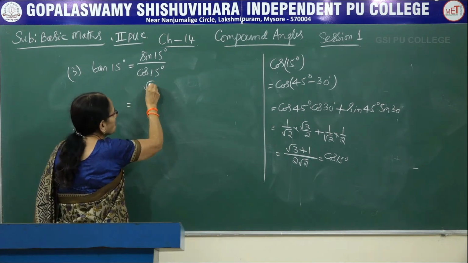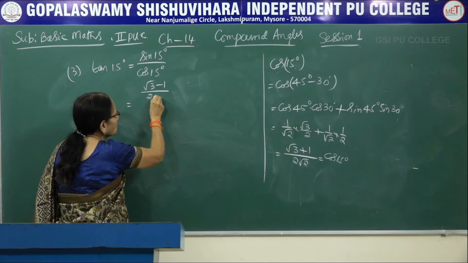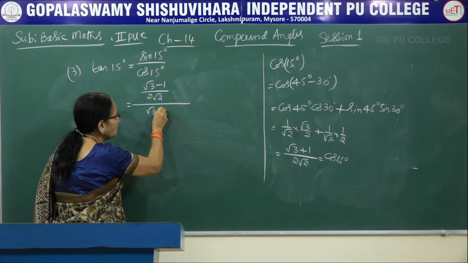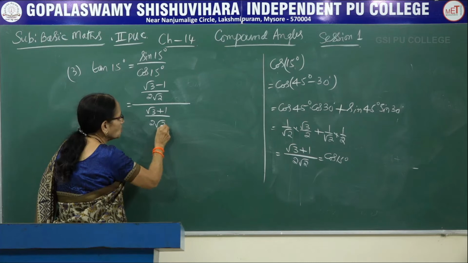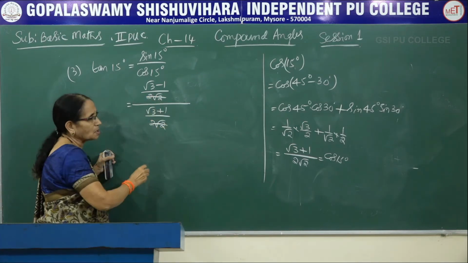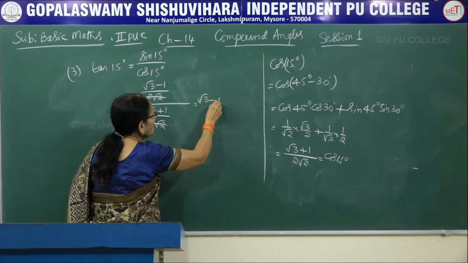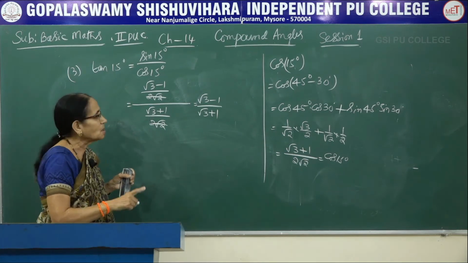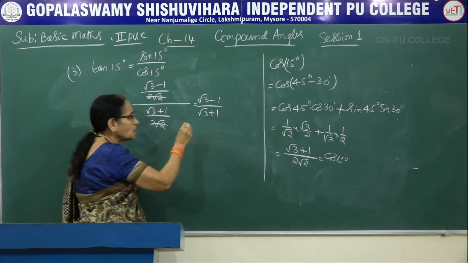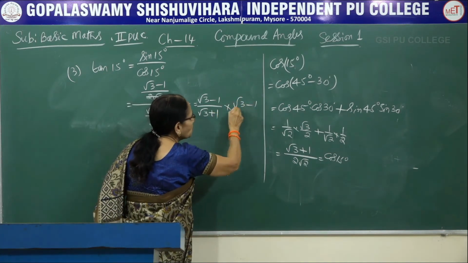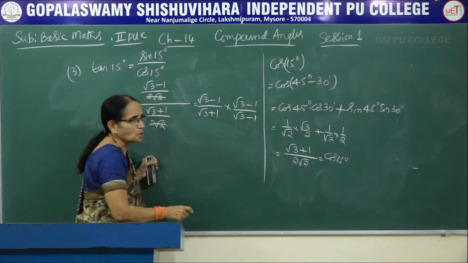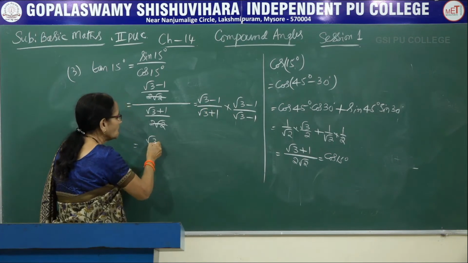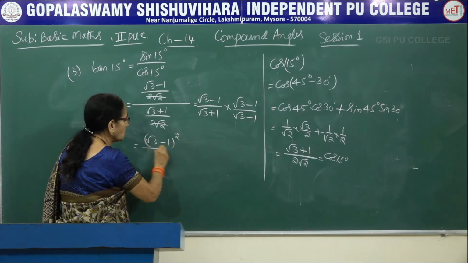What is sin 15? It was root 3 minus 1 divided by 2 root 2. Write a bigger line here. Cos 15, just now I have derived, root 3 plus 1 over 2 root 2. Cancel this number. Now this would be root 3 minus 1 divided by root 3 plus 1. What did you do in the previous case? We rationalize the denominator. The same procedure here also, the rationalizing factor being root 3 minus 1. Look at the numerator, it is of the form a minus b into a minus b, so it is a minus b the whole square.